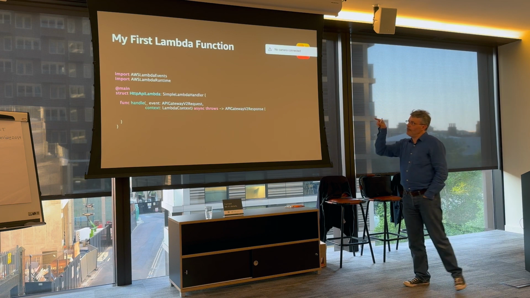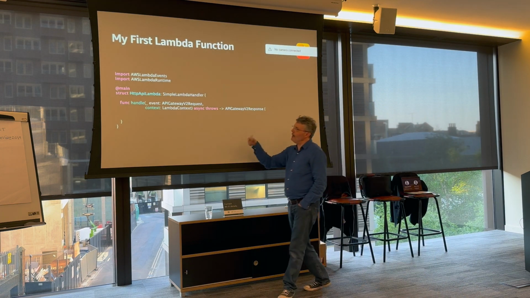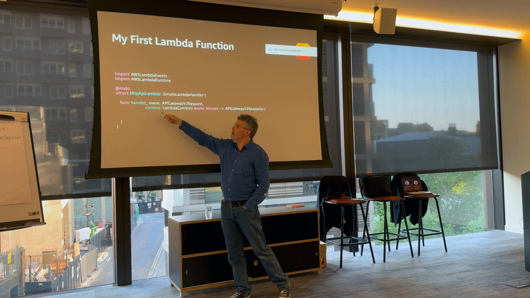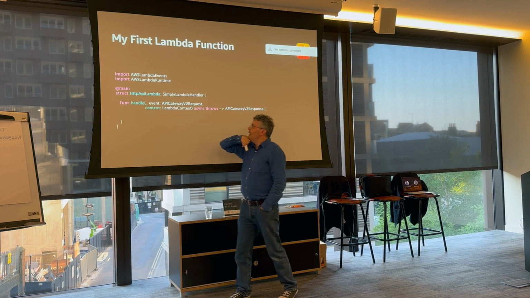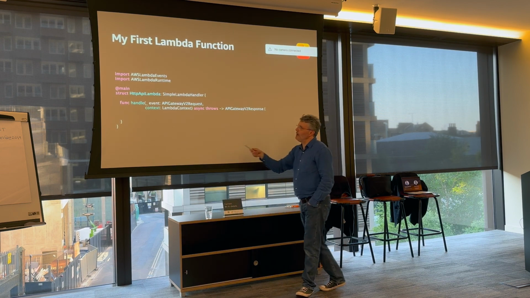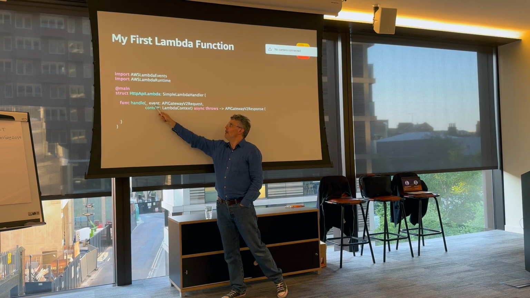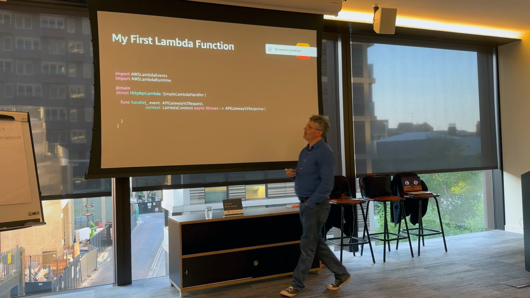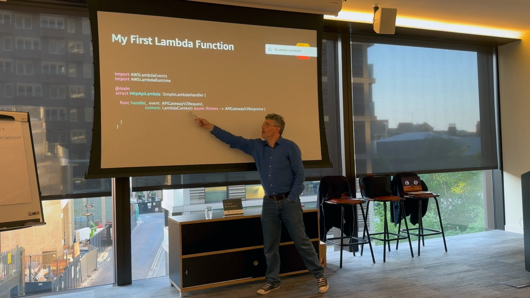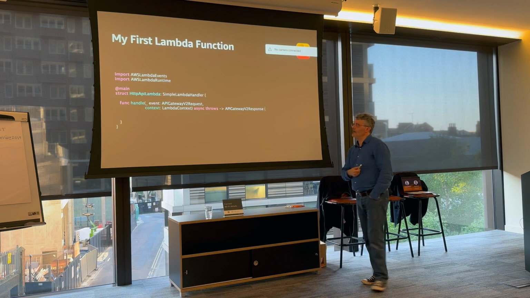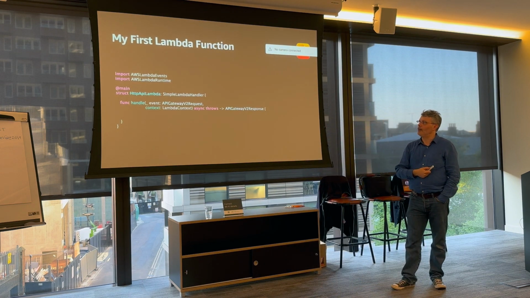I use @main for my main struct that will be executed. I implement the simple Lambda handler protocol, and I just have one function to define. It's handle, just like the one in Python, with an event. In my case, it's an API gateway request. I receive a context, and I return an API gateway response.